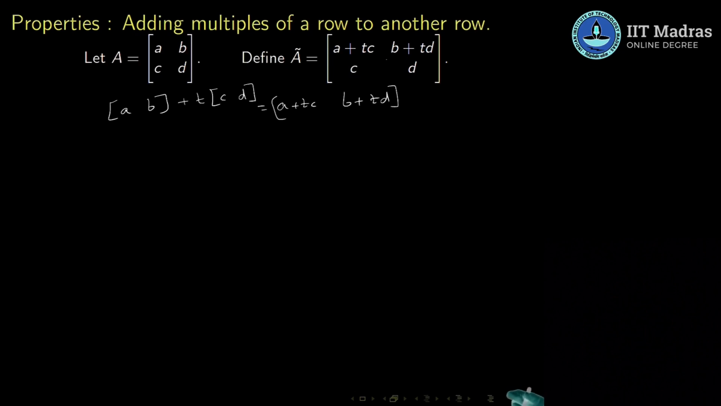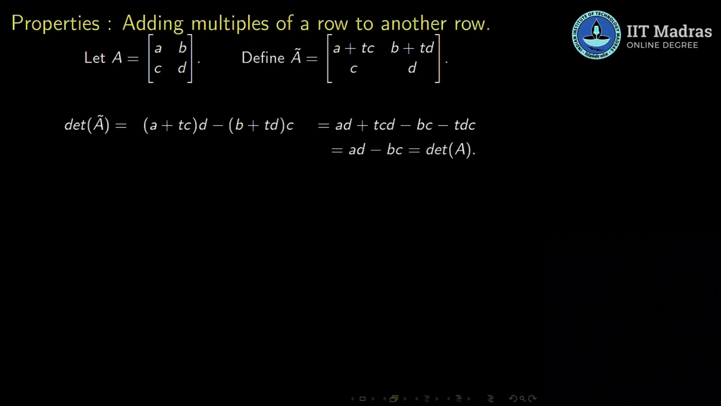So, here T times the second row was added to the first row. Remember that when we say multiples here, they could be fractional multiples as well. It need not be integer multiples. Okay, so let us see what happens to the determinant.